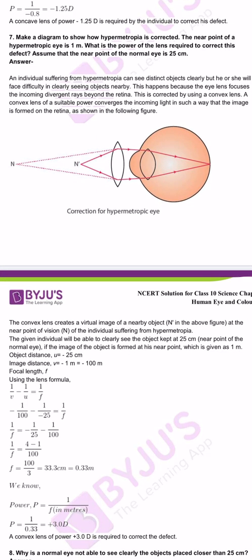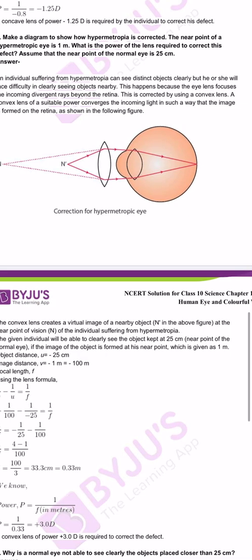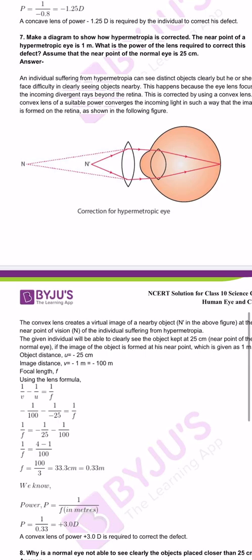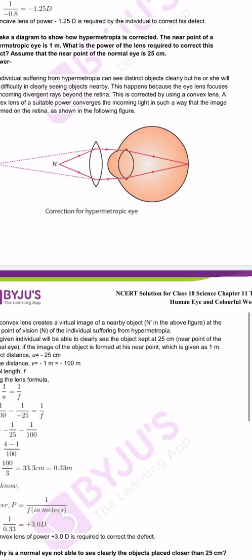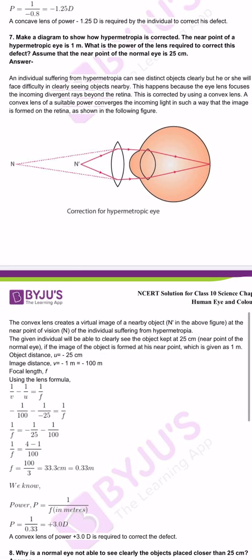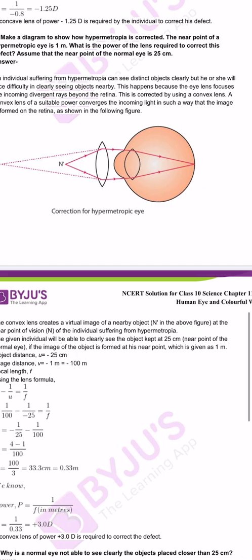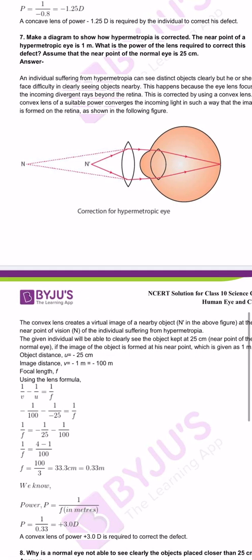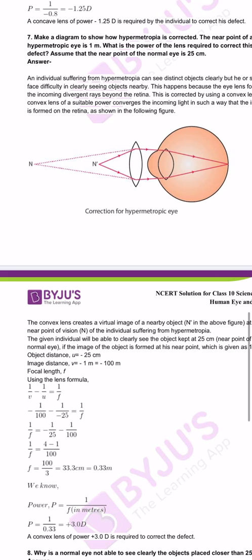The individual suffering from hypermetropia can see distant objects clearly, but he or she will face difficulty in clearly seeing the objects nearby. This we know. This happens because the eye lens focuses the incoming divergent rays beyond the retina. It means the image is formed beyond the retina, behind the retina. So, this is corrected by using a convex lens. We use a convex lens of suitable power to correct this defect, and again the image is formed on the retina as shown in the figure.